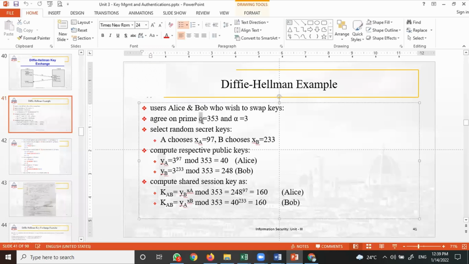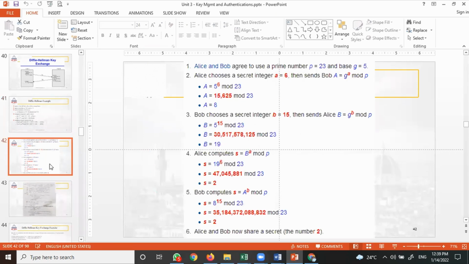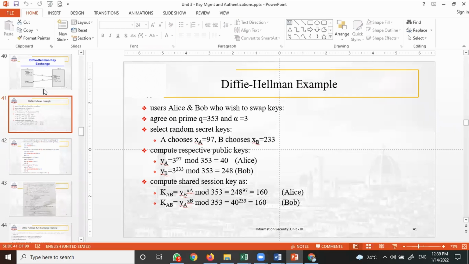Sometimes some books refer to the prime number as q instead of p. I have taken p. Some of them refer to it as q. And then you can do the operations on these things. These are some of the examples. What I can do is we can see these examples maybe next time, and let's see how it goes.